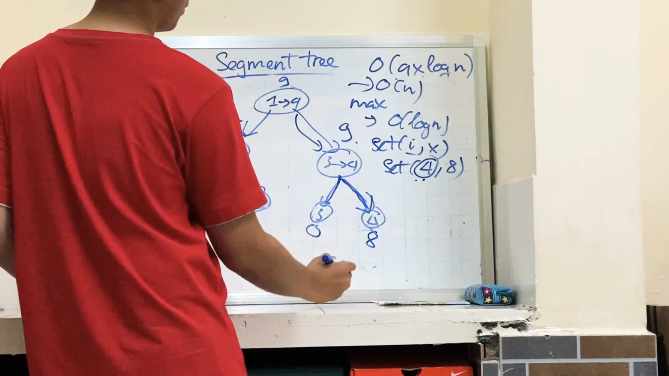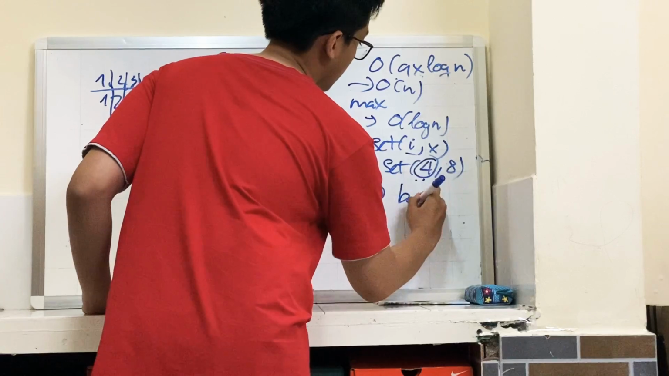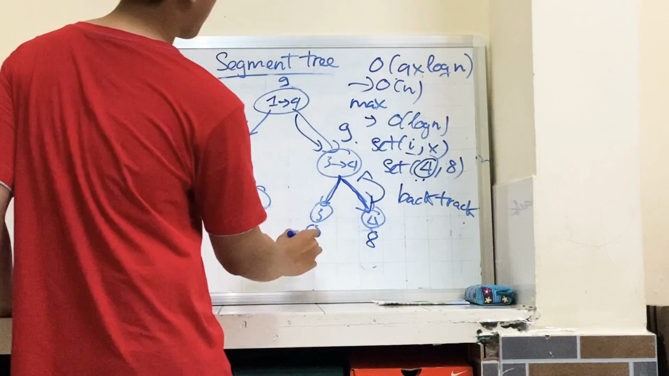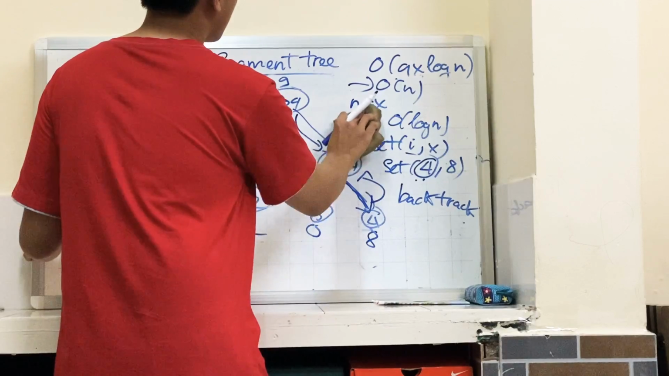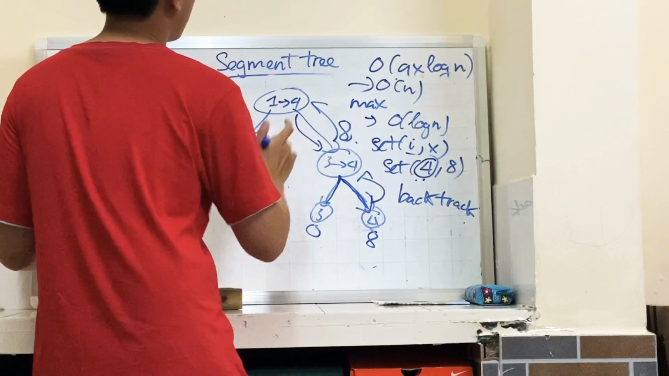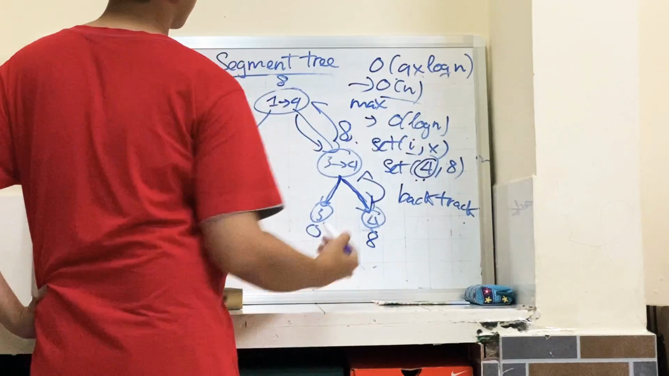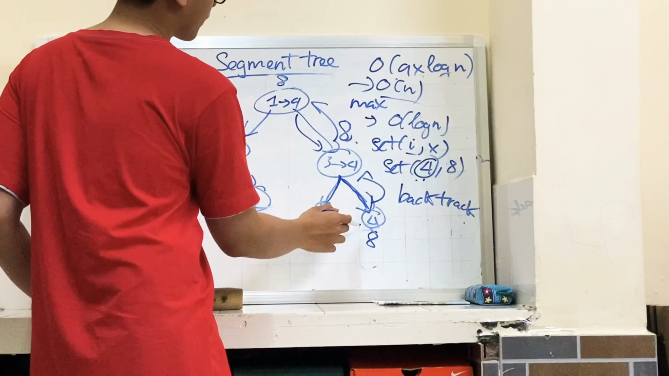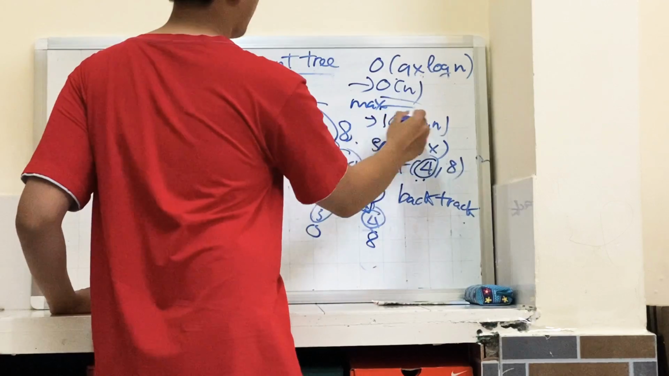And then you go upward, it's called backtracking. You get the maximum of these 2 nodes, it will become 8, and then you backtrack to this node, and it will become 8. So instead of rebuilding the tree with O of n, we traverse one branch of the tree, and we get a complexity of O log n.